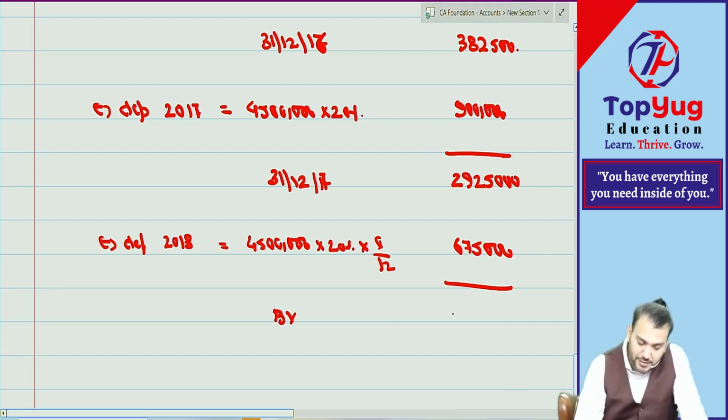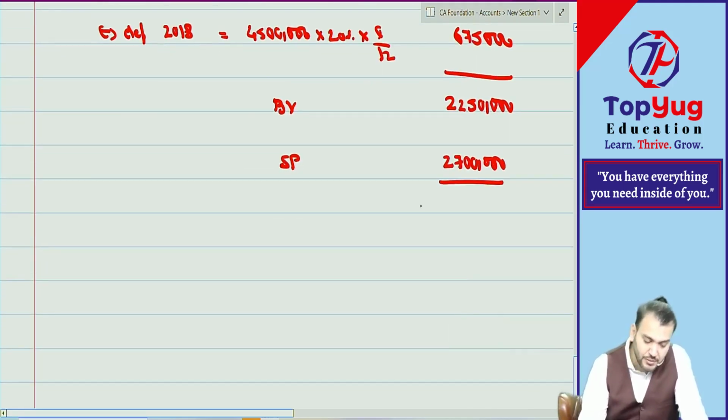So what is the book value as on this date? It is 22,50,000. What is the sale proceeds? 27 lakh. Sale proceeds 27 lakh. So is there a gain or loss? Gain. So how much gain? 4,50,000 is gain. Understood this point?